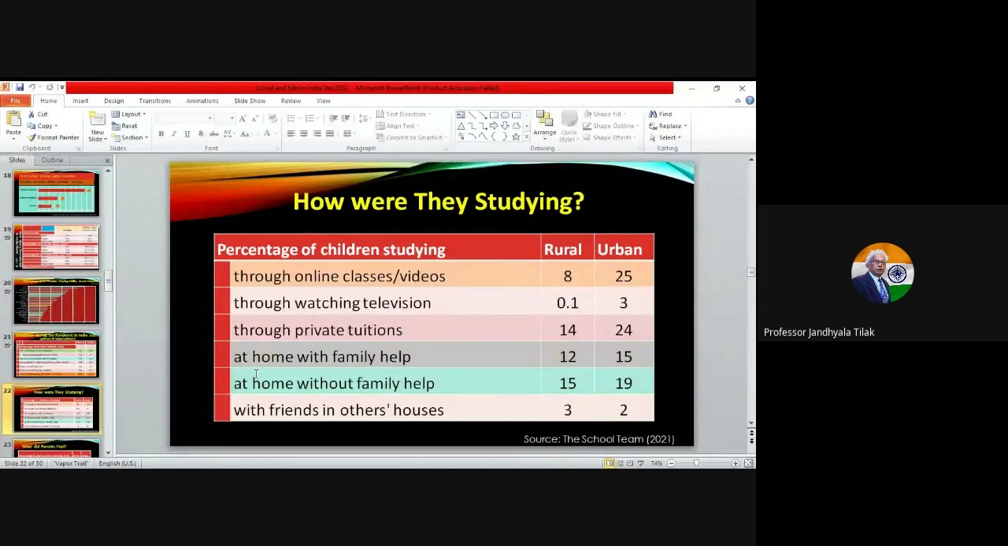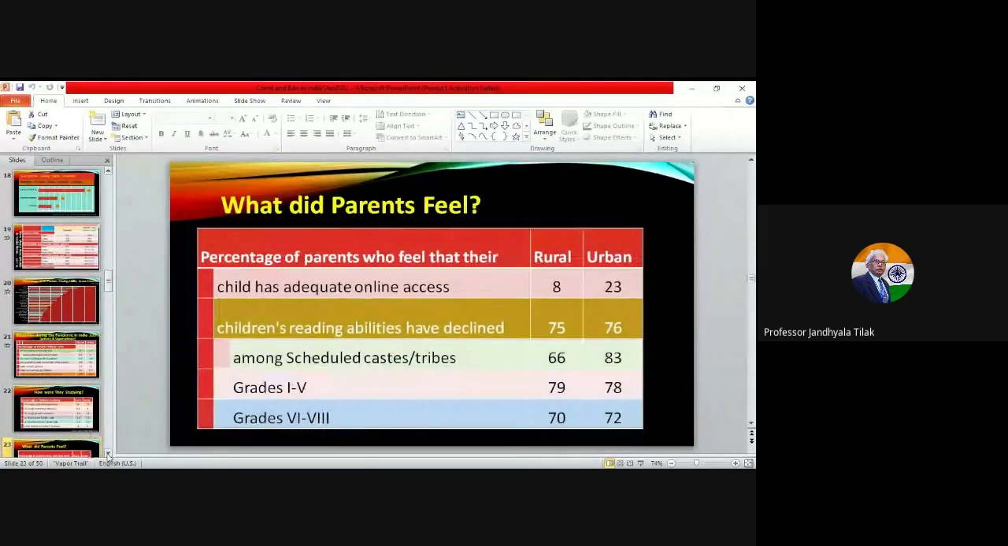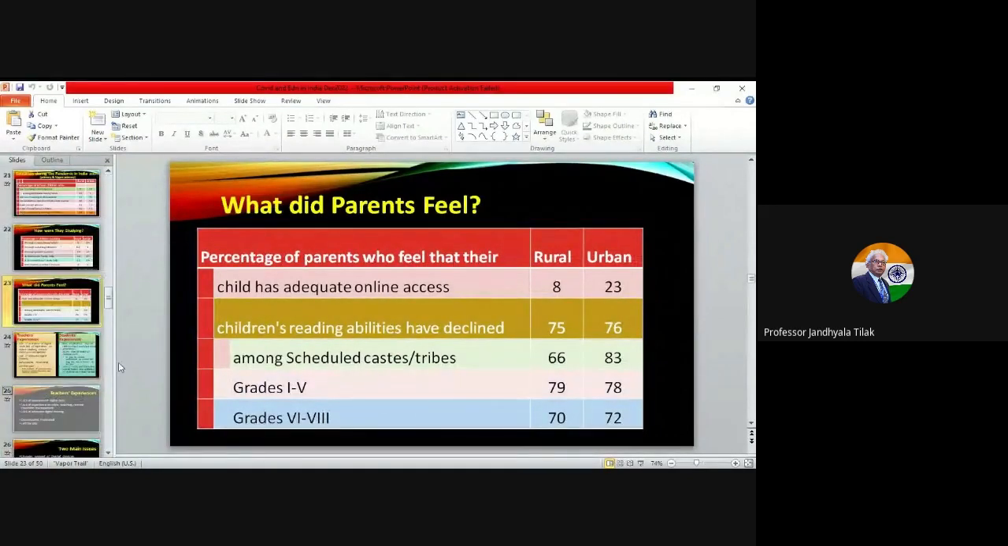So 8% of the children in the rural areas were studying on online classes or through videos, etc., while the proportion is 25% in urban areas. And that's the sizable activity that was taken up in a massive way in the entire country, even though other methods like watching television and private tuitions were also taken up, but I think they were not really on a large scale. Now, the parents were asked whether the children were really learning from these activities, what are they doing with it.